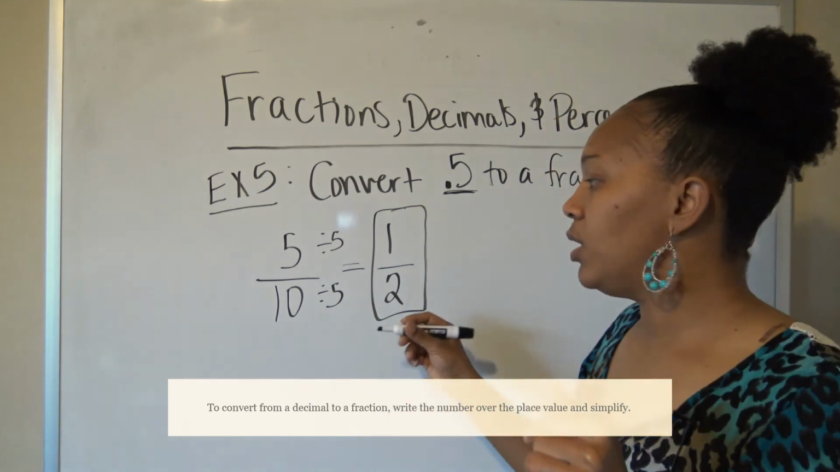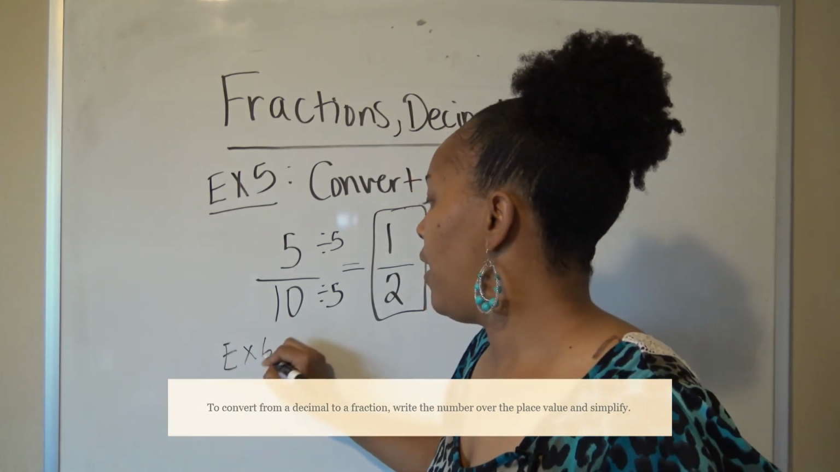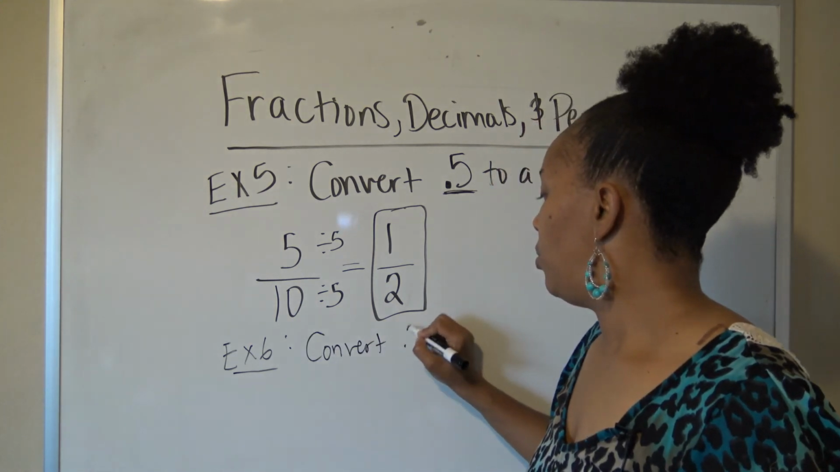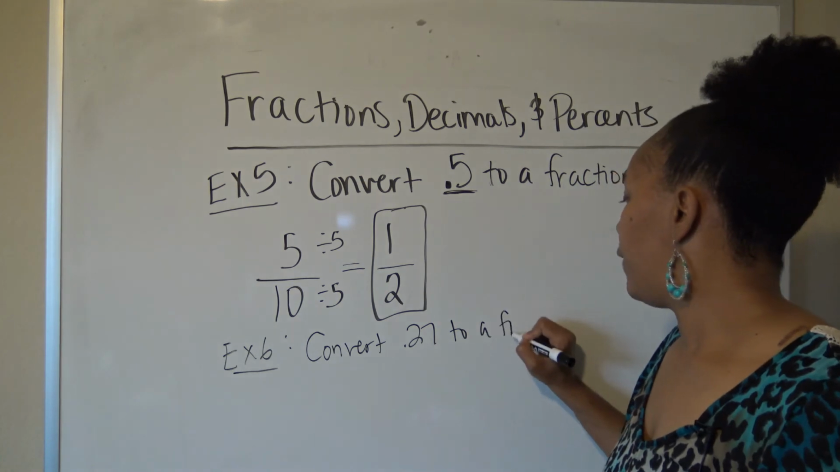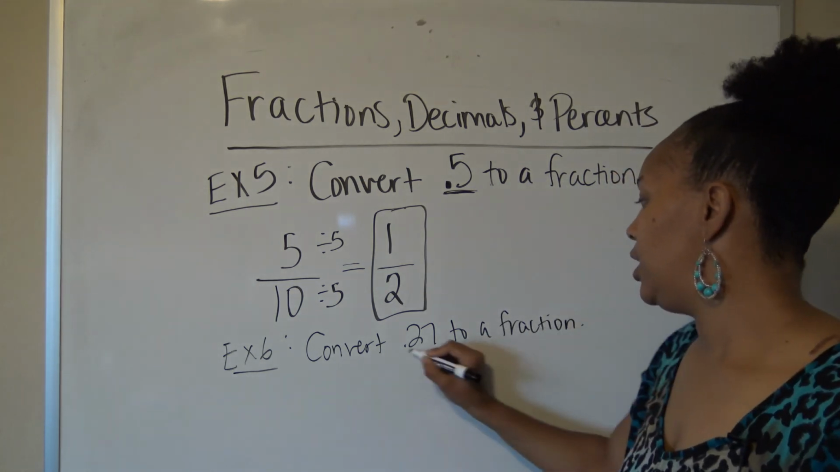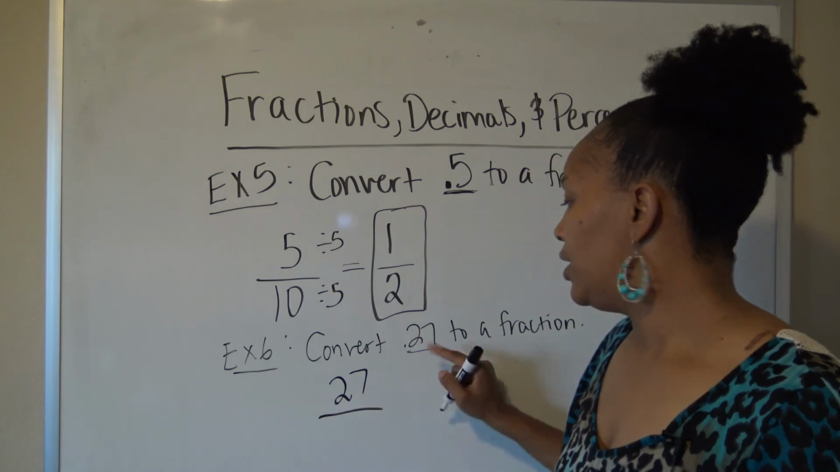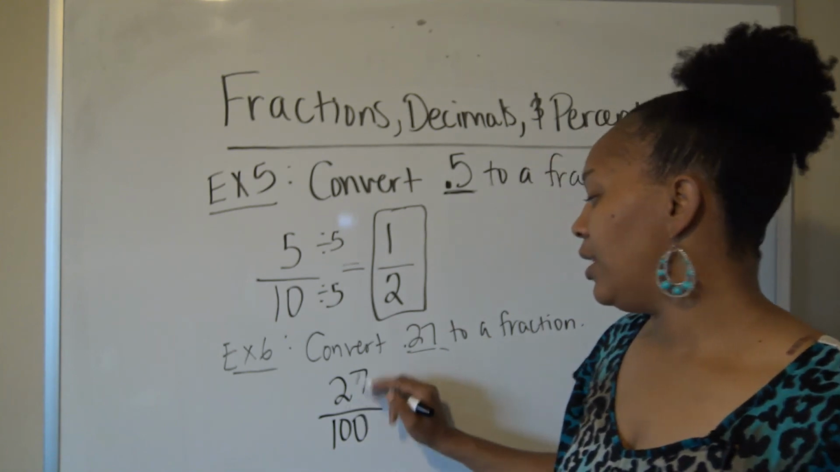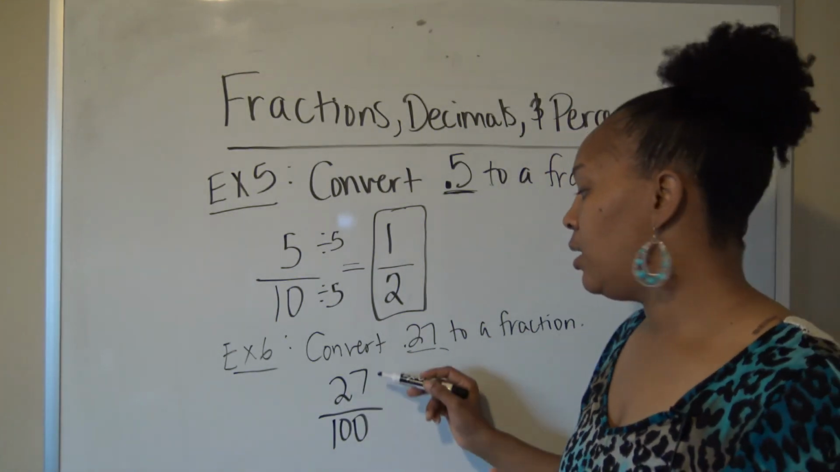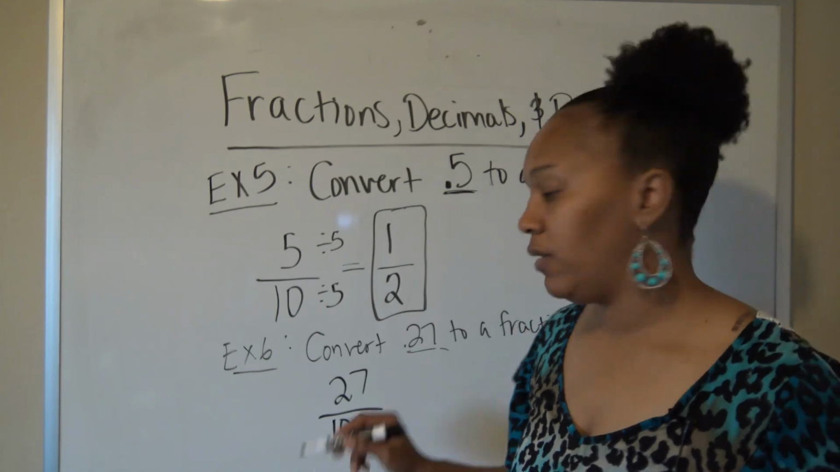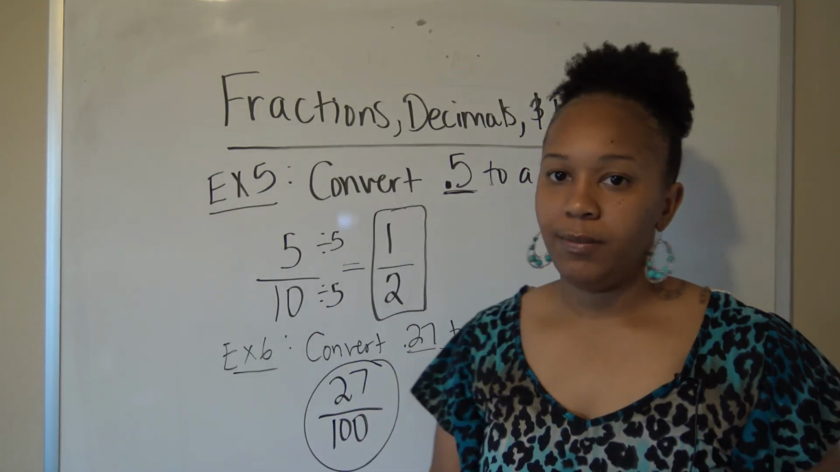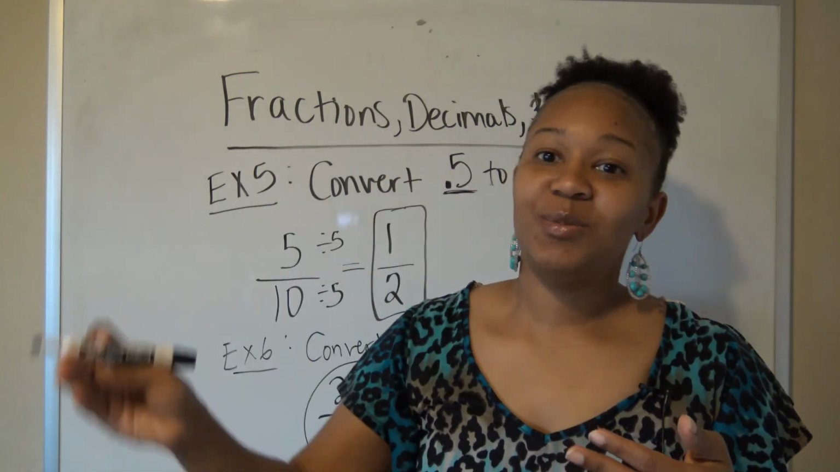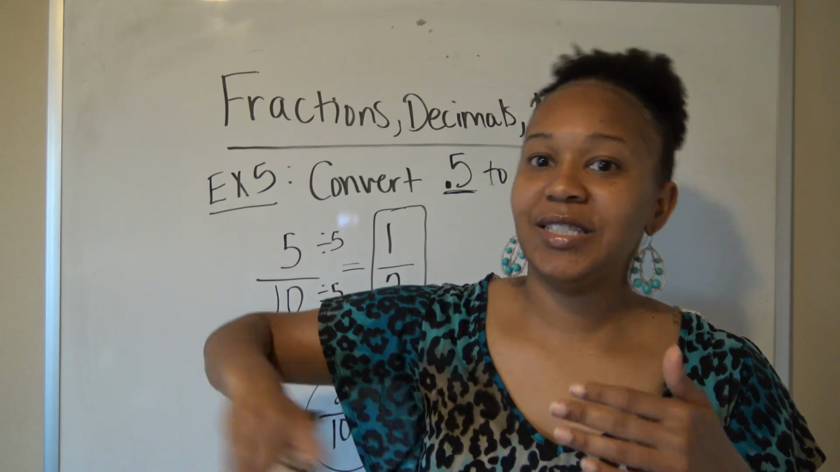So just another really quick example I'll throw in here. Example 6. If I wanted to convert 0.27 to a fraction, then the number that I see here is 27. The 7 stops in the hundredths place, so I will write that over 100, and then I will simplify it if I could, but in this case there's no number that goes into both 27 and 100, so I would actually stop there. Okay, and so this is how you convert from fractions to decimals to percents, and back from percents to decimals to fractions.